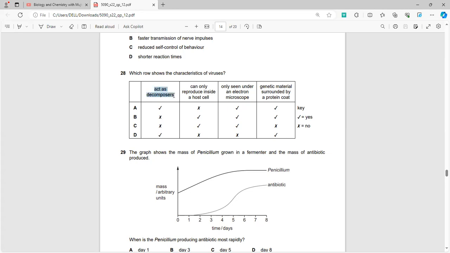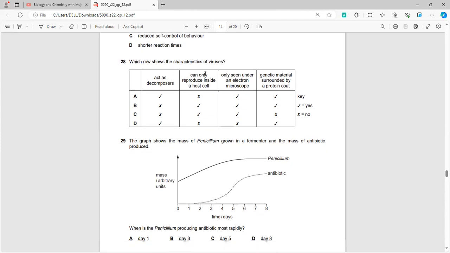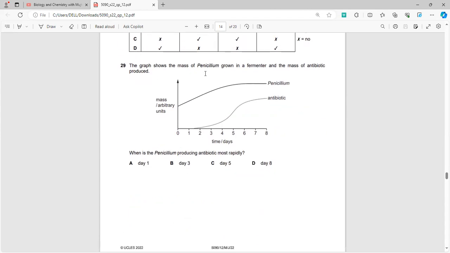Fungi act as decomposers. Now you need to know why we classify viruses as living things: they reproduce inside the host cell. The main thing which differentiates between a living thing and a non-living thing is reproduction and the ability to reproduce quickly.